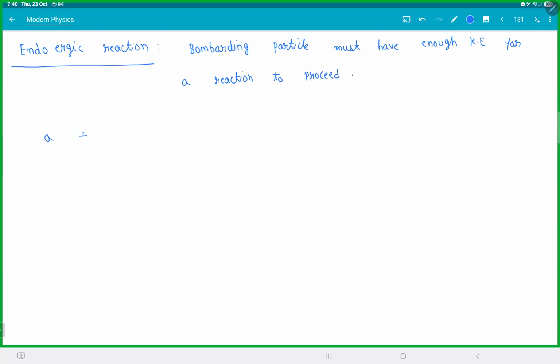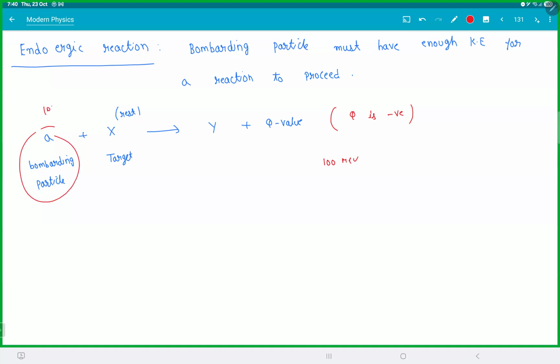So let's say we have a bombarding particle, let's say X, and let's say this becomes Y. I'll take an example problem also. Let's say this is at rest. This is your target. This is your bombarding particle. And here the Q value is negative. The most general mistake is this. If the reaction has to proceed with 100 MeV, then people think that the bombarding particle should also have 100 MeV.